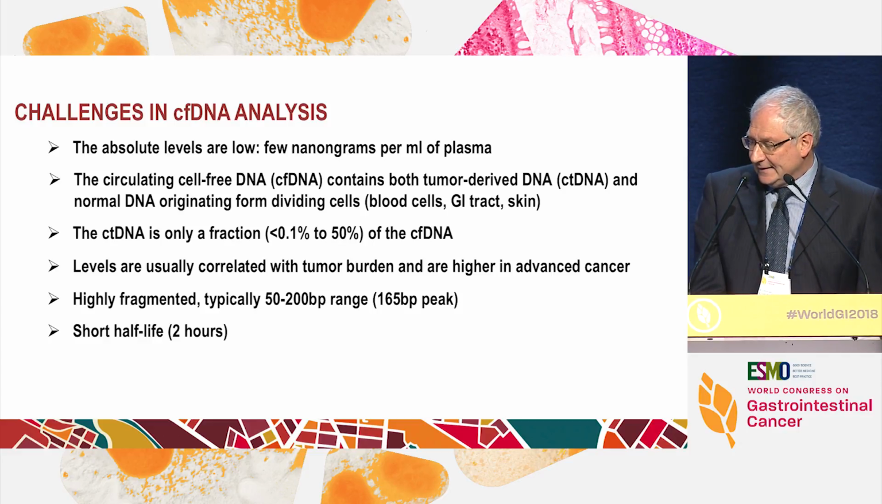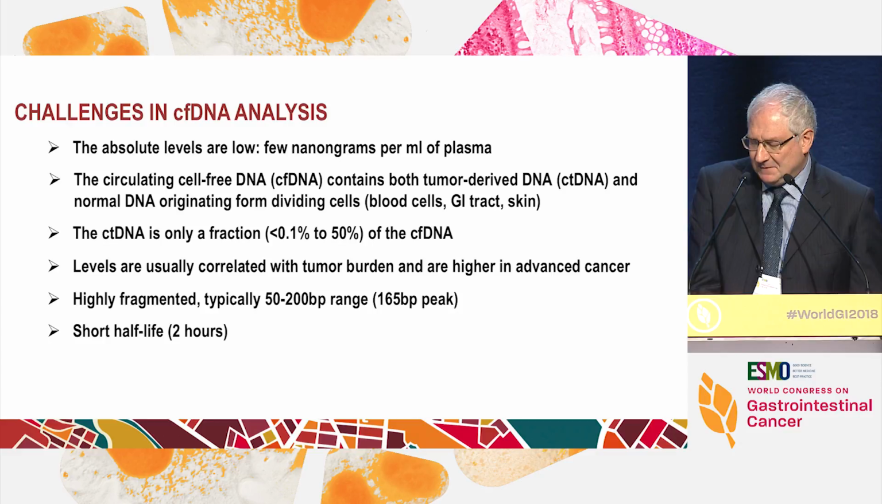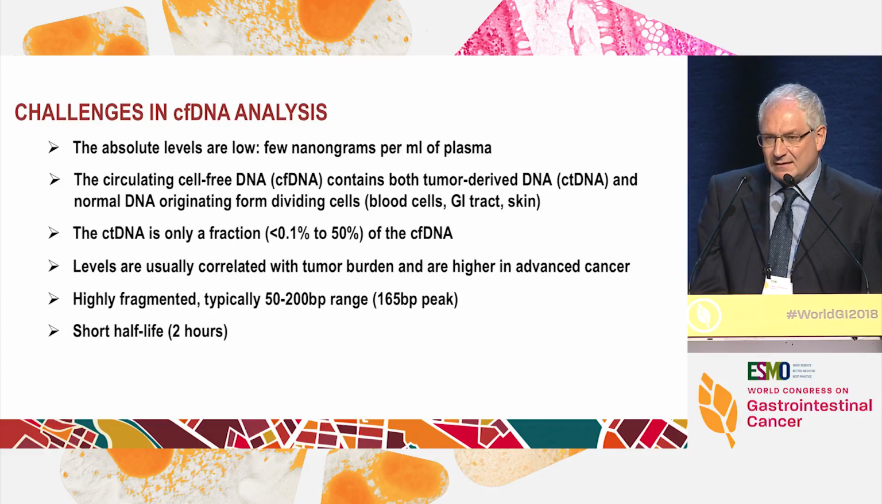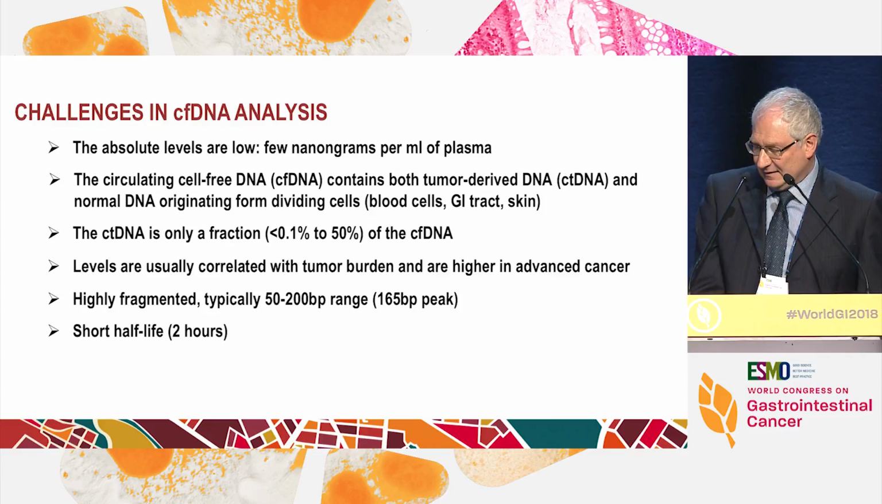And an important issue is that circulating cell-free DNA is a mixture of tumor-derived DNA and normal DNA deriving from large varieties of normal dividing cells. And therefore, the circulating tumor DNA is only a fraction that can go from as low as less than 0.1% to as high as 50% of what is circulating as free DNA in the plasma.